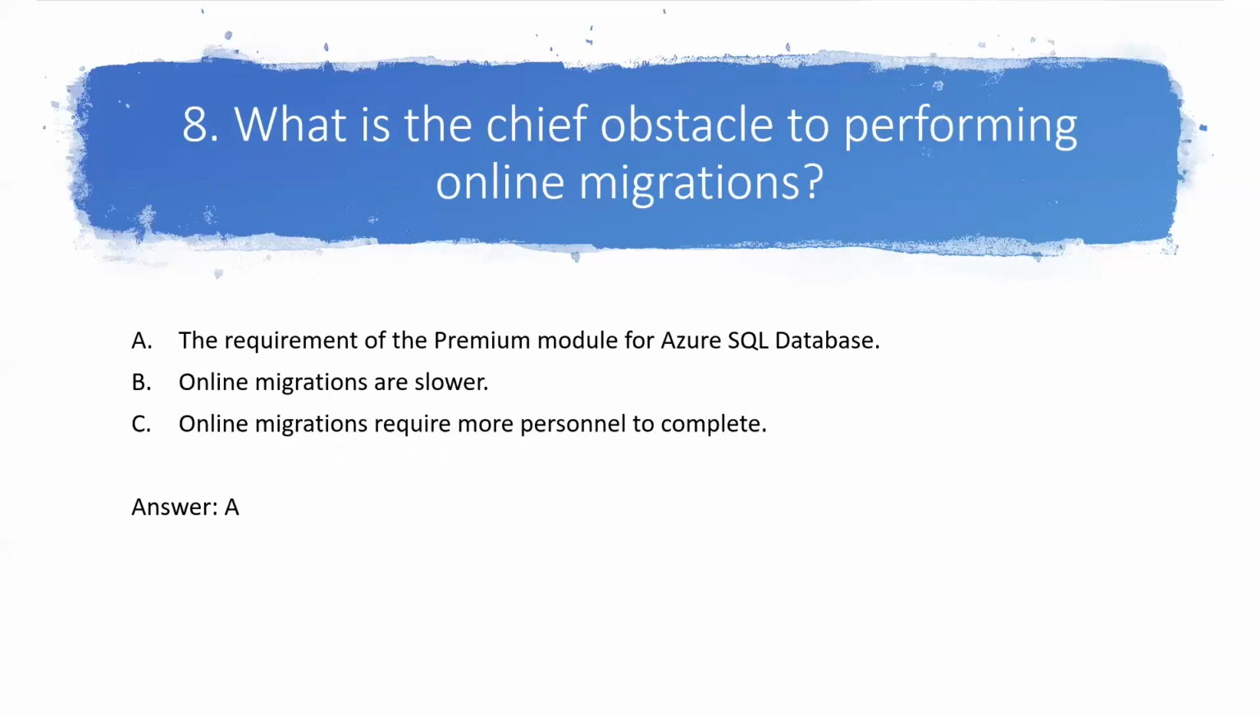Question 8. What is the chief obstacle to performing online migration? Option A, the requirement of the premium model for Azure SQL Database. Option B, online migrations are slower. Option C, online migrations require more personnel to complete. Option A is the right answer. The premium model for Azure SQL Database is expensive. This cost can be a big obstacle to doing online migrations.